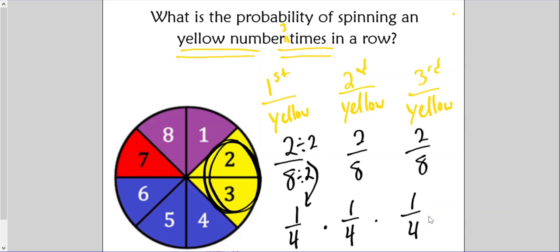1 times 1 times 1 is 1. 4 times 4 times 4 is 64. So the chance that I get one yellow spin is 1/4. The chance that it happens 3 times in a row is 1 out of 64.